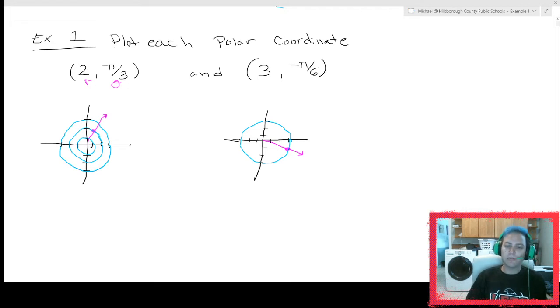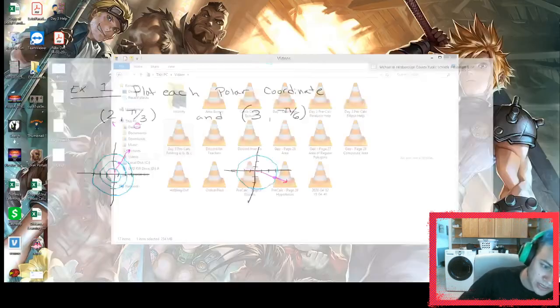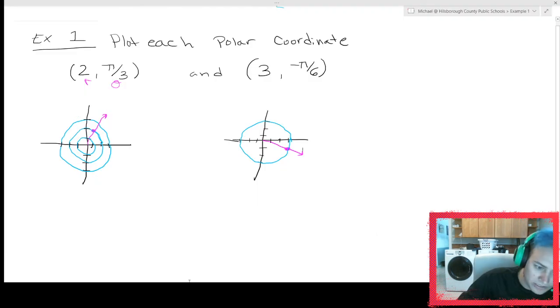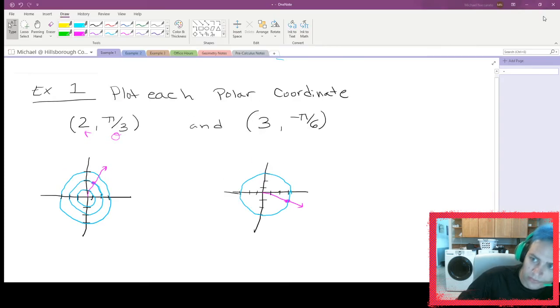This is specifically the point (3, negative pi over 6). That ray is just the ray that cuts through it, and that would be your graph right there. That would be how to graph and plot the polar coordinates. So, oh, that's not what I meant to do. Hold on. That's what I meant to do.